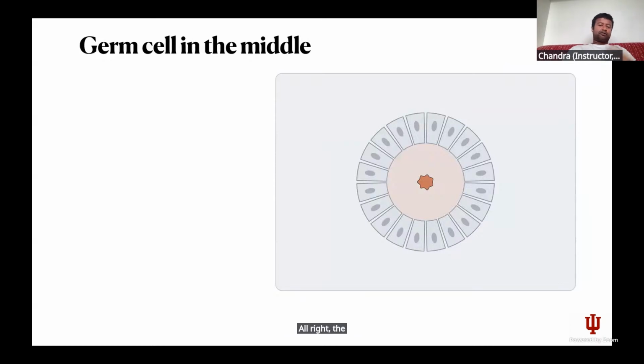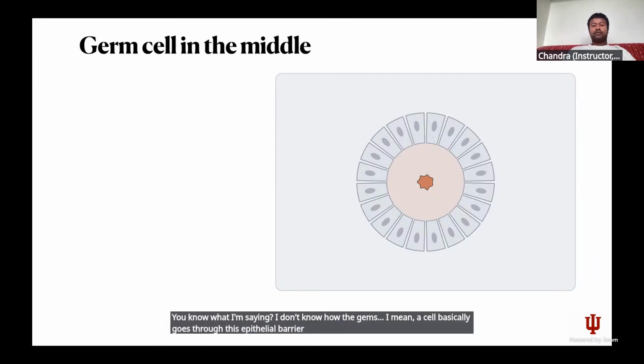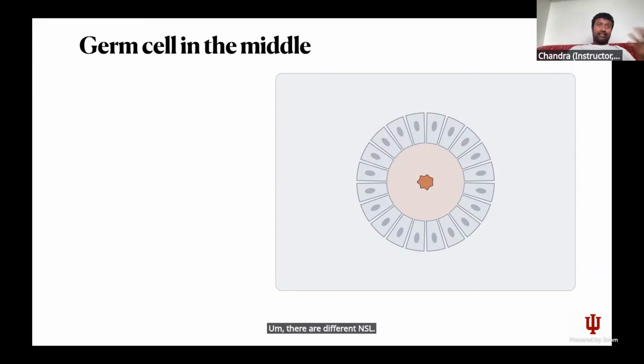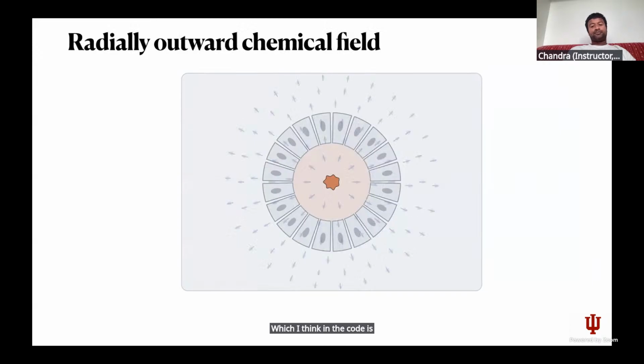All right. The next step is, of course, you want to have a germ cell because you are studying how the germ cells, or a cell, go through this epithelial barrier. So you define another cell, which I think in the code is the cell type G, and then you want a radially outward chemical field.